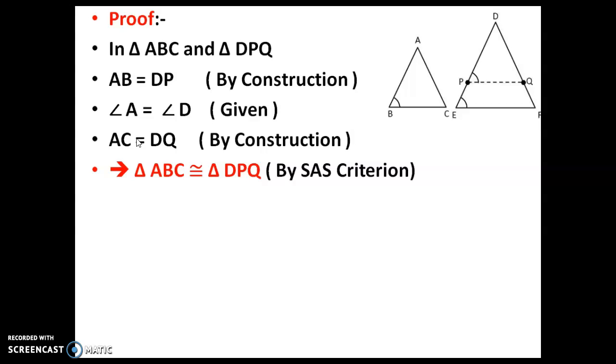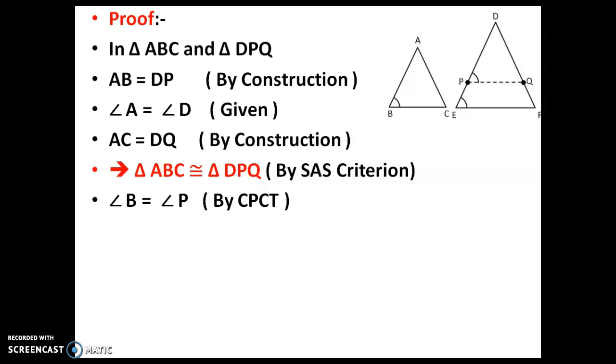So triangle ABC is congruent to triangle DPQ. This is the symbol for congruent. Similar means only this curve will be coming. Congruent means this equal-to sign and this symbol will be coming. That's the difference. So triangle ABC and triangle DPQ are congruent. If you place the small triangle on this half of the triangle, when it is superimposed, it will be exactly the same. That's what congruent means, by SAS criterion.